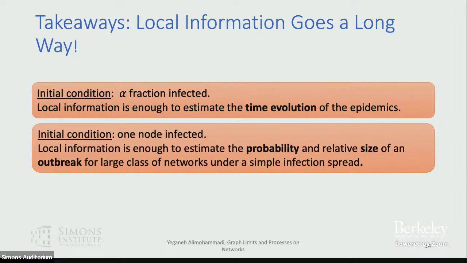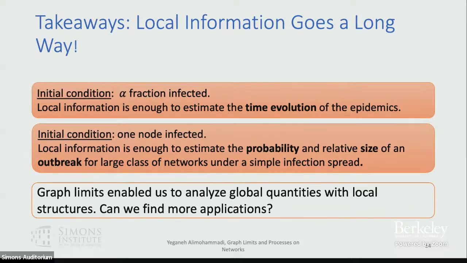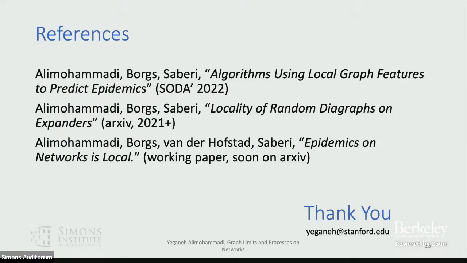And if you start with one node, then it's more complicated and we need some sort of expansion or well-connectedness to say something about the outbreak size. All of this has been enabled for us because of graph limits. Can we find more applications of these graph limits or not? And with that, I thank you and I'd be happy to get one question.